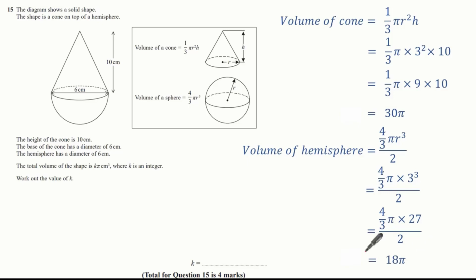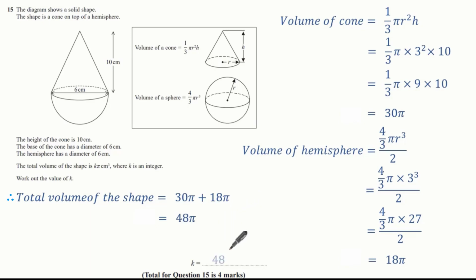So now we know to work out the volume of the entire shape, it's the volume of the cone add the volume of the hemisphere, which is 30 pi add our 18 pi. Working this out, this gives me a final answer of 48 pi. So therefore, k must be 48.